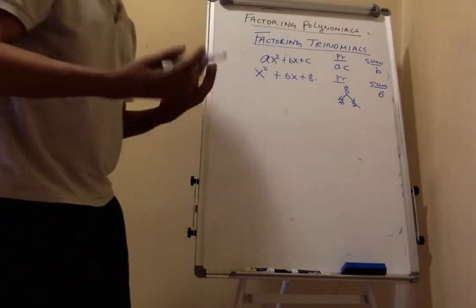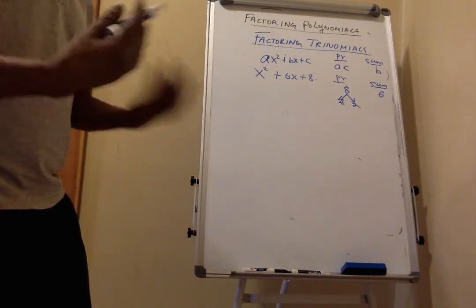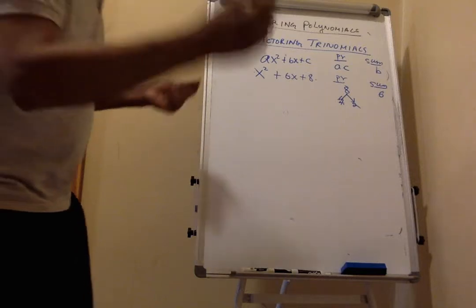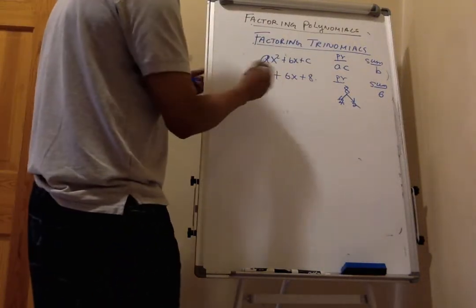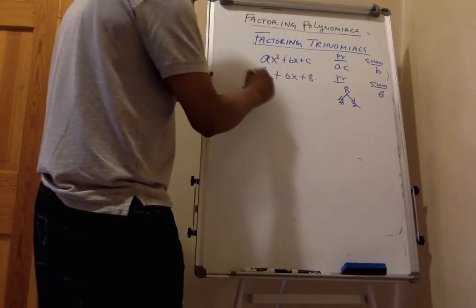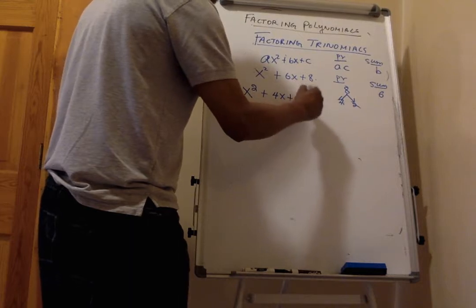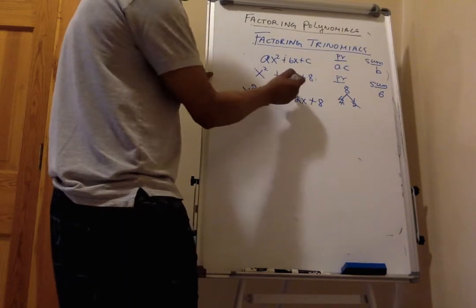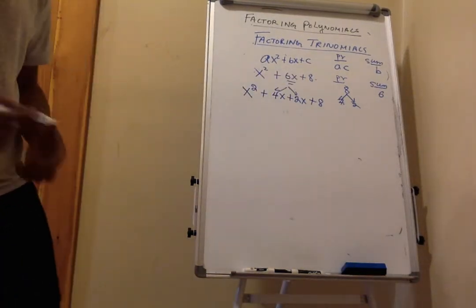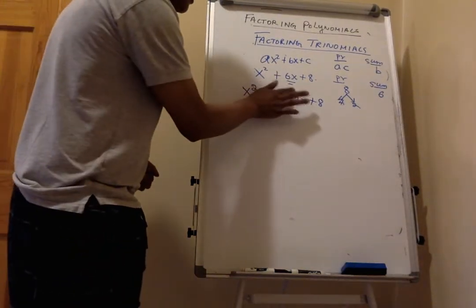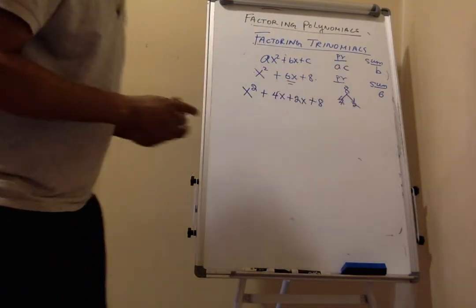I can rewrite as 4 terms, or I can simply write the factors. I'm just going to give you both sides. It's a long way, you can either do this: x squared plus 4x plus 2x plus 8. What you did is 6x, you split them into 4 and 2, into the 2 factors. This explains why we end up with x plus 4 and x plus 2.